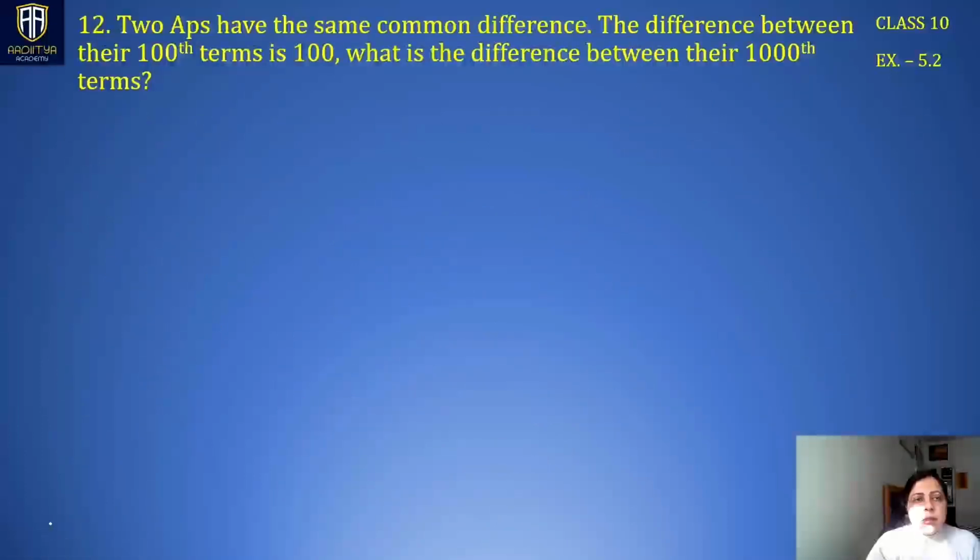Next question is, two APs have the same common difference. The difference between their 100th term is 100. What is the difference between their 1000th term? So what we do here is, two APs have same common difference. Let two APs be given as A1, A2, A3 and so on. And the second AP be given as A1 dash, A2 dash, A3 dash and so on.